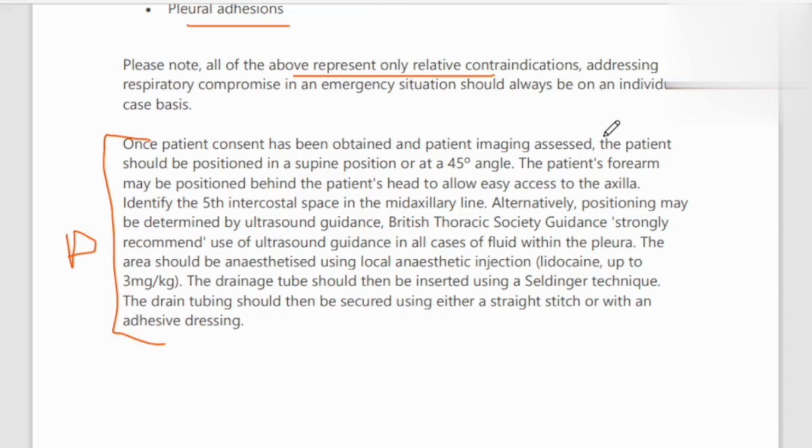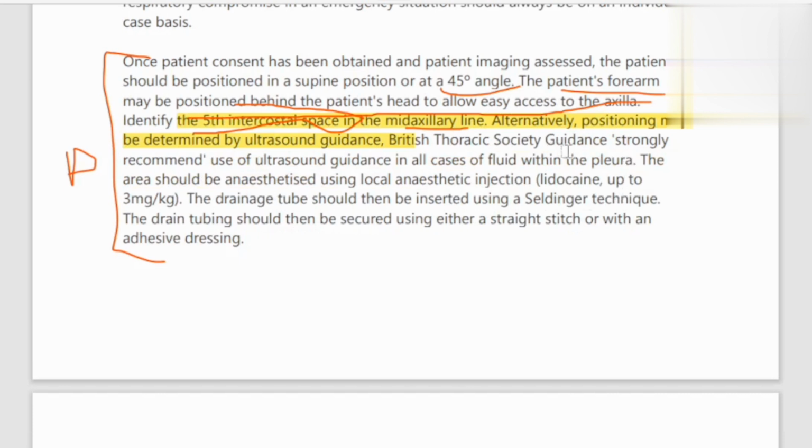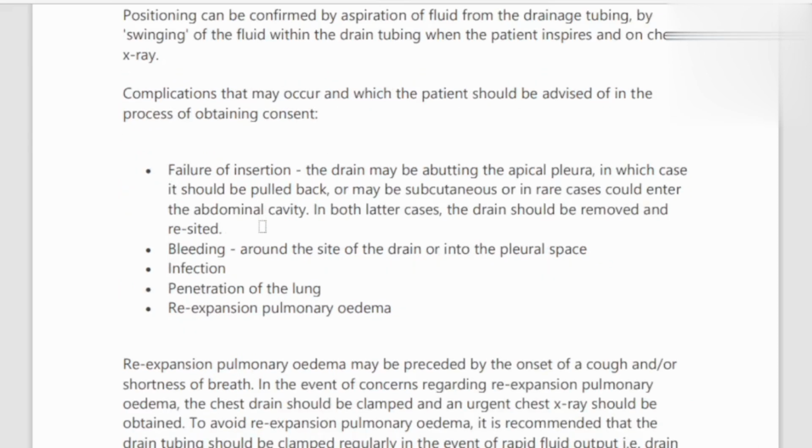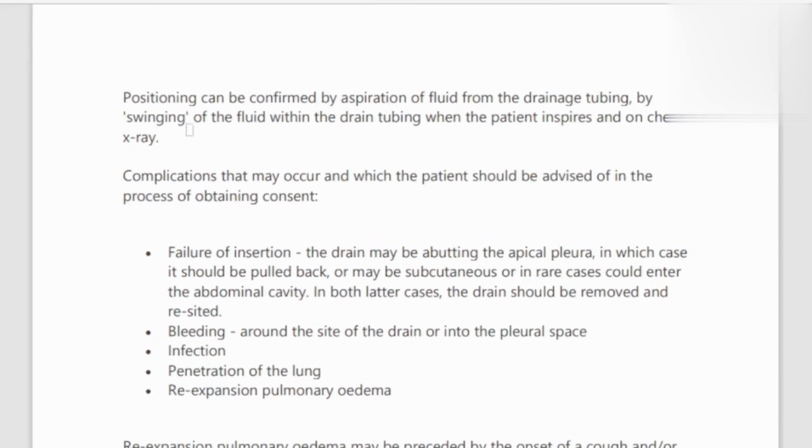There is a procedure. Once patient consent has been obtained and patient imaging assessed, the patient should be positioned supine at a 45 degree angle with forearms positioned behind the head to allow easy access to the axilla, in which the fifth intercostal space at the mid axillary line position may be determined.